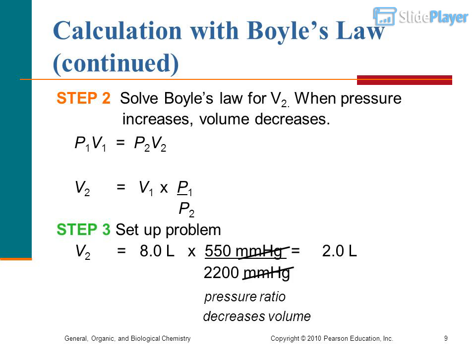Calculation with Boyle's law, continued. Step 2. Solve Boyle's law for V2. When pressure increases, volume decreases. P1V1 equals P2V2. V2 equals V1 times P1 over P2. Step 3. Set up the problem. V2 equals 8.0 liters times 550 mm Hg over 2200 mm Hg equals 2.0 liters. The pressure ratio decreases the volume.